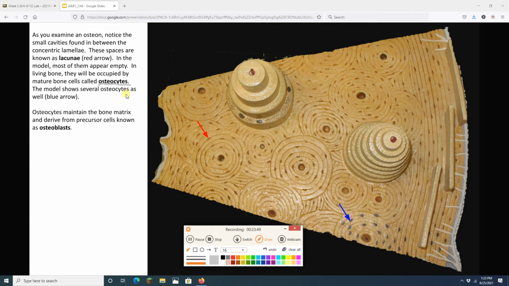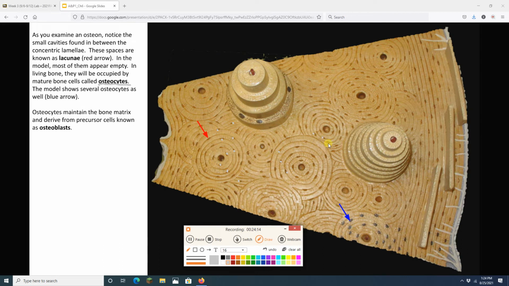Osteocytes are found in spaces between the lamellae. These spaces are known as lacunae. So some of the lacunae pictured here are empty. All the ones I'm clicking on right now, the one with the red arrow upon it, these are empty lacunae. Lacunae house osteocytes.